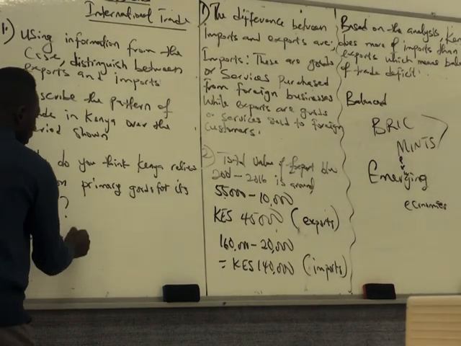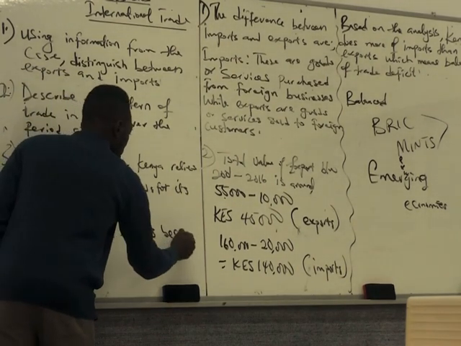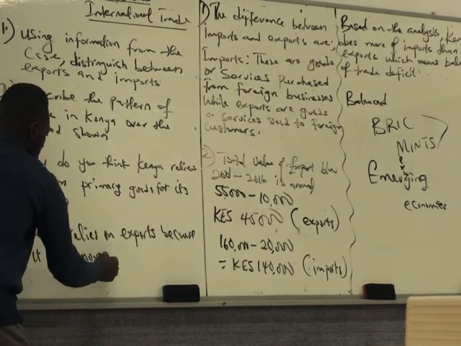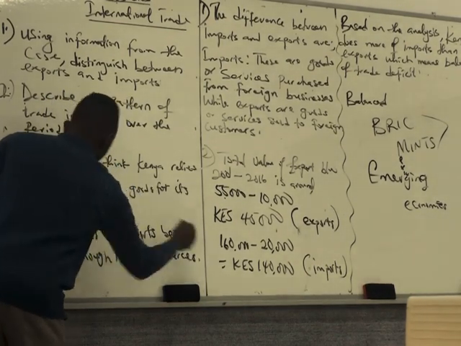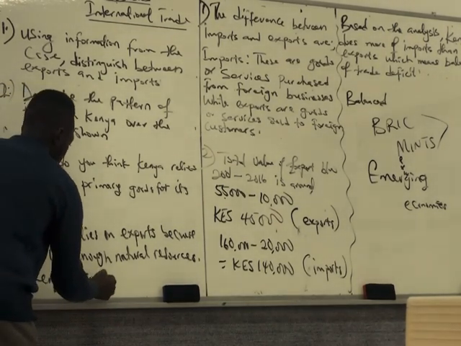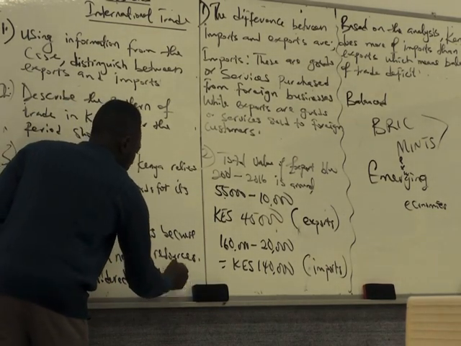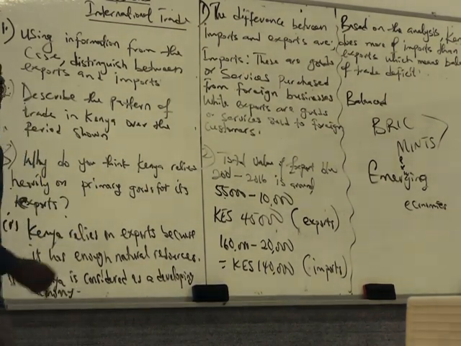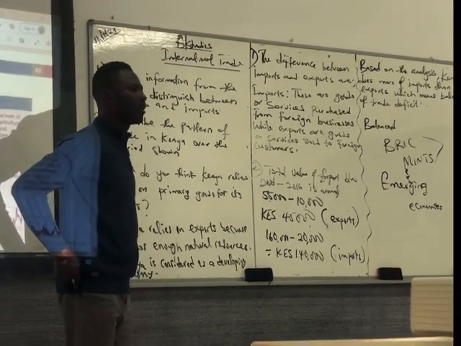Kenya relies on exports because it has enough natural resources. Two, Kenya is considered a developing economy. Is it clear? It's true, because people from Europe and other continents, most of the goods they get are from Africa.